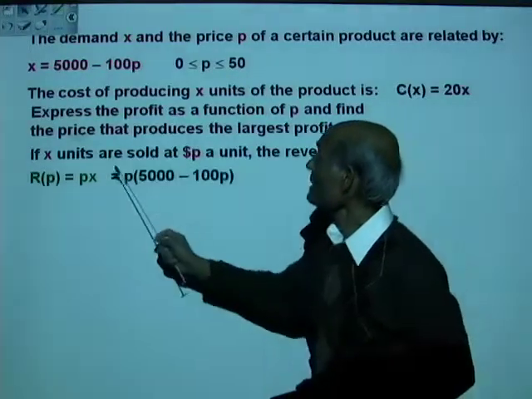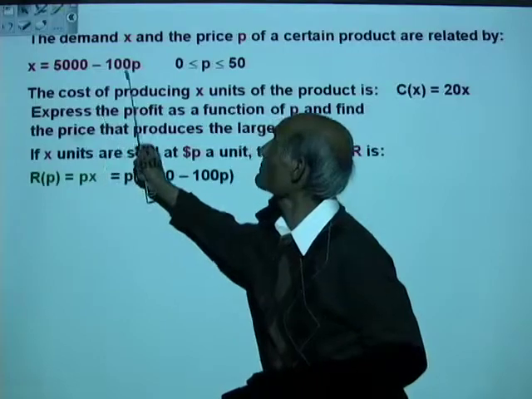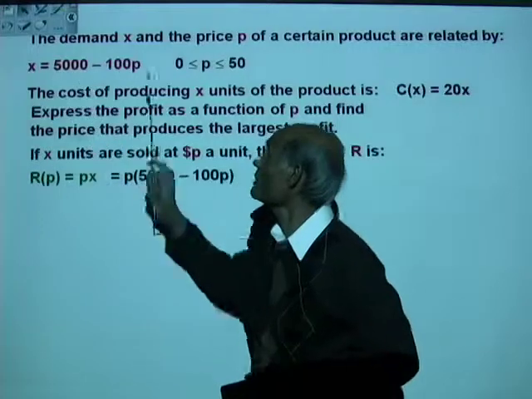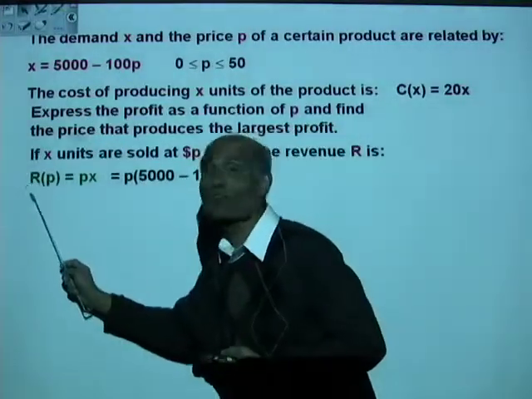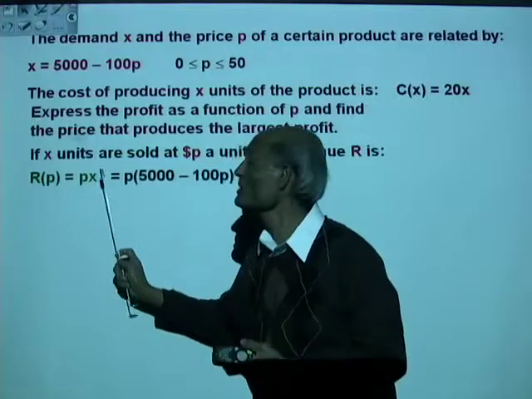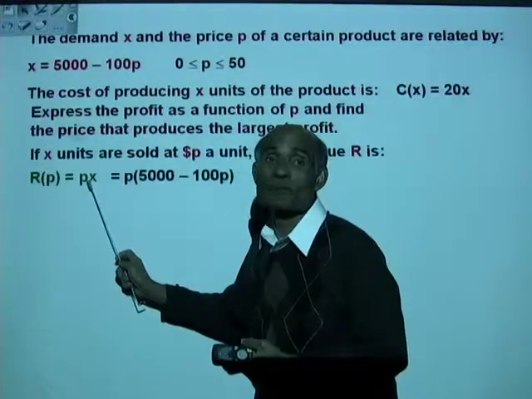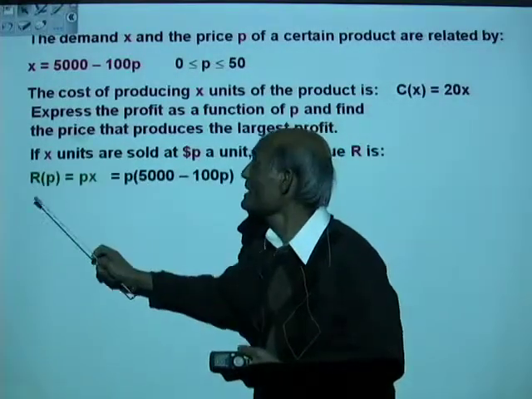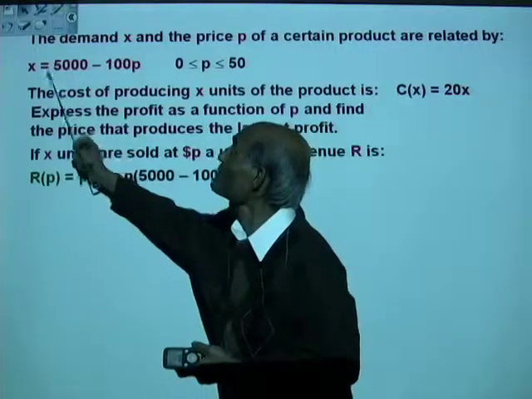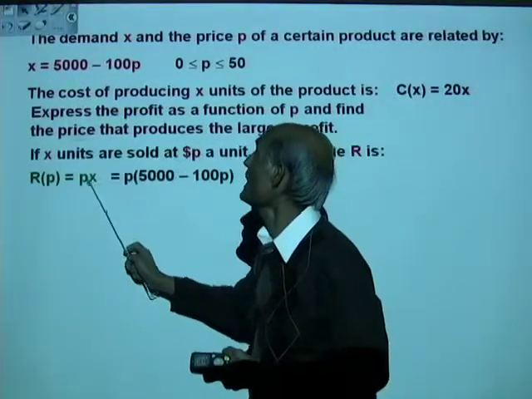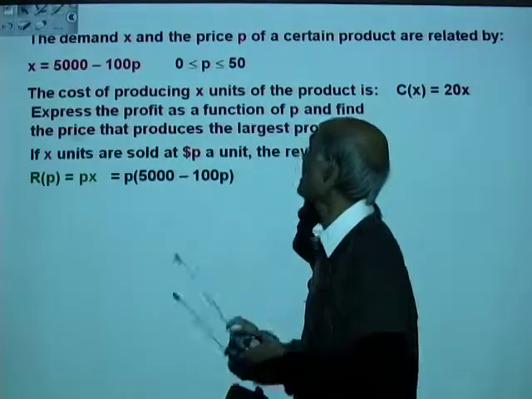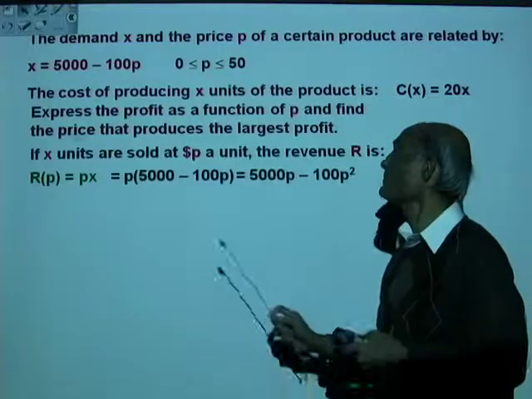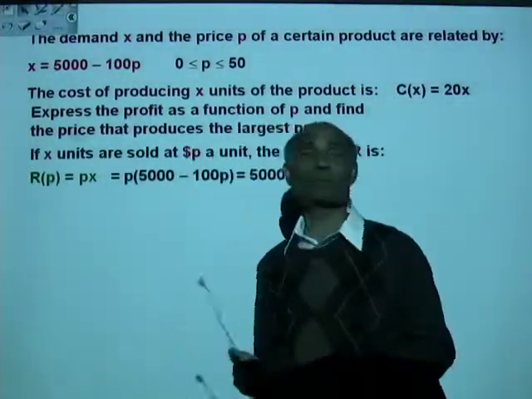Now, we are told that x equal to 5,000 minus 100p, so we replace this x by this function. This is a composite function. Revenue function is a composite function of, well, R of p of x. In R of p, x is replaced by this function. So when x is replaced by 5,000 minus 100p, it becomes 5000p minus 100p squared, and that is the revenue.